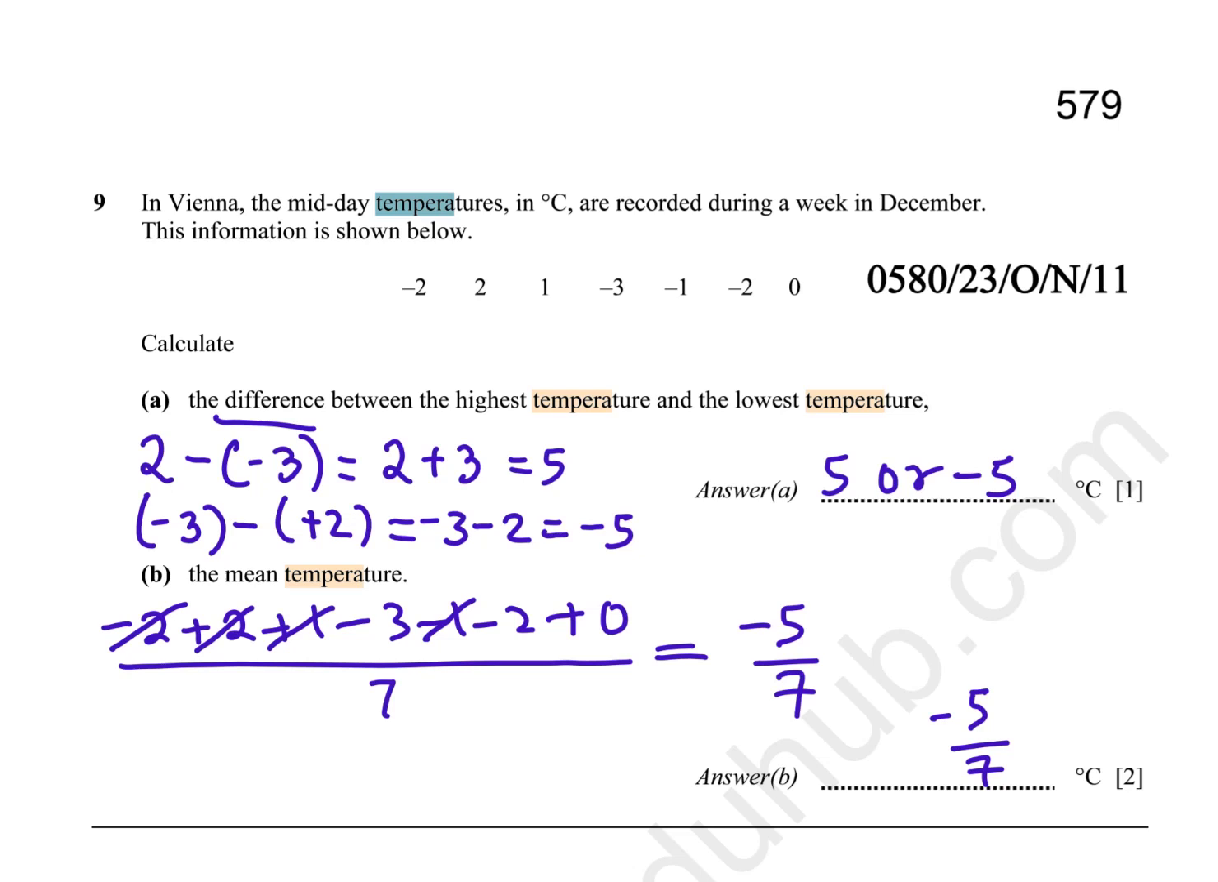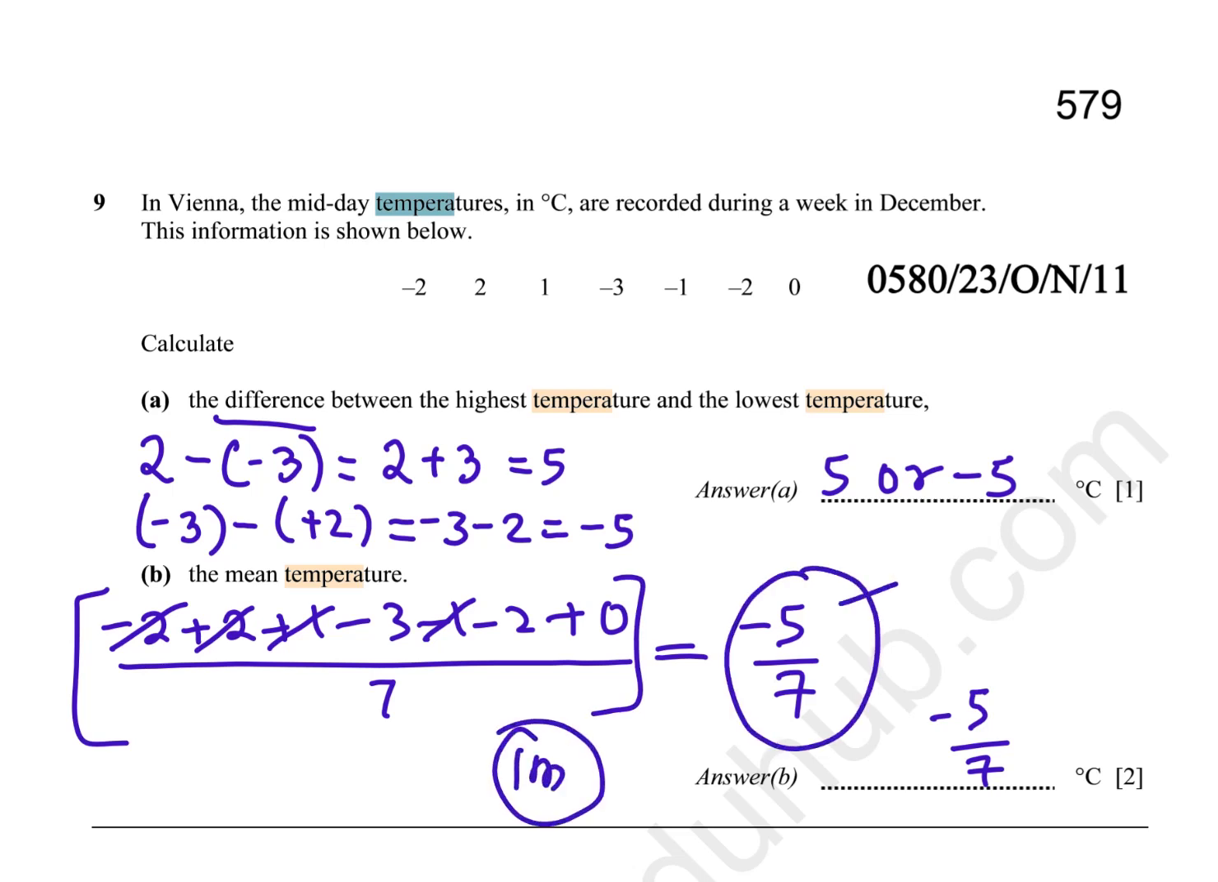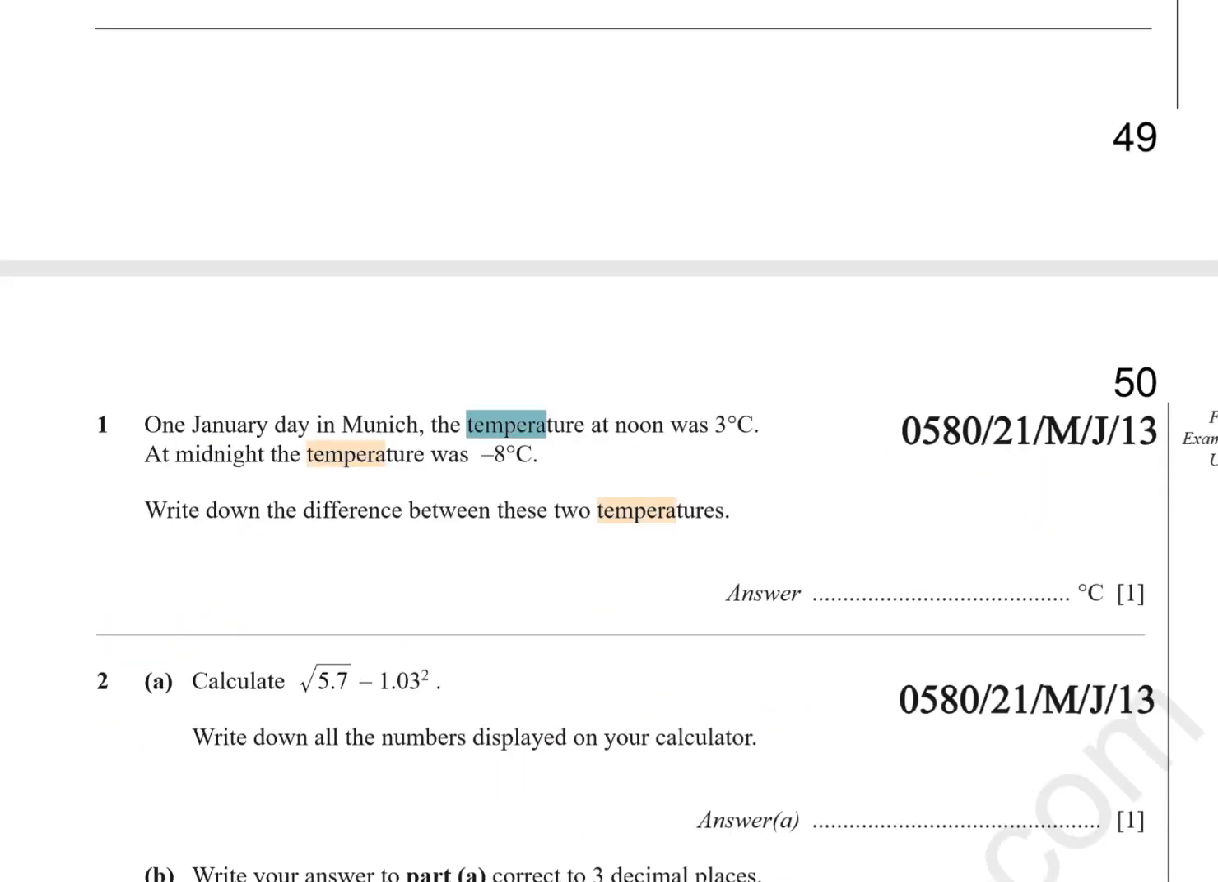I'll tell you the distribution for the 2 marks. For showing the division step, you get 1 mark. And for writing your final answer, you again get 1 mark. This question has been taken from May June 2013, paper 2-1 and question number 1. On a January day in Munich, the temperature at noon was 3 degrees Celsius. At midnight, the temperature was minus 8 degrees Celsius. Write down the difference between these two temperatures.